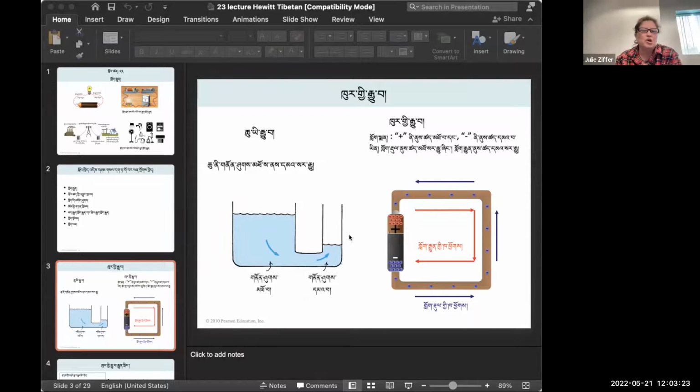Yes. Okay, good. So just like if you have this difference, which is a pressure difference, if you have this pressure difference, you would expect water to flow. Over here, where there's a voltage, you expect current to flow.